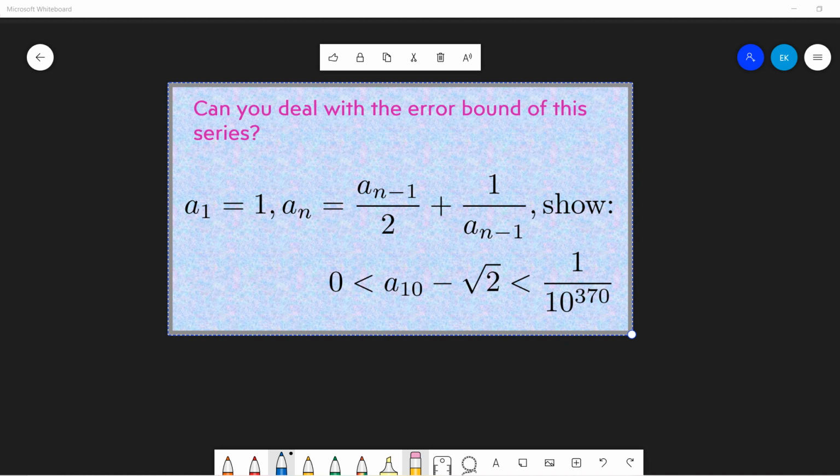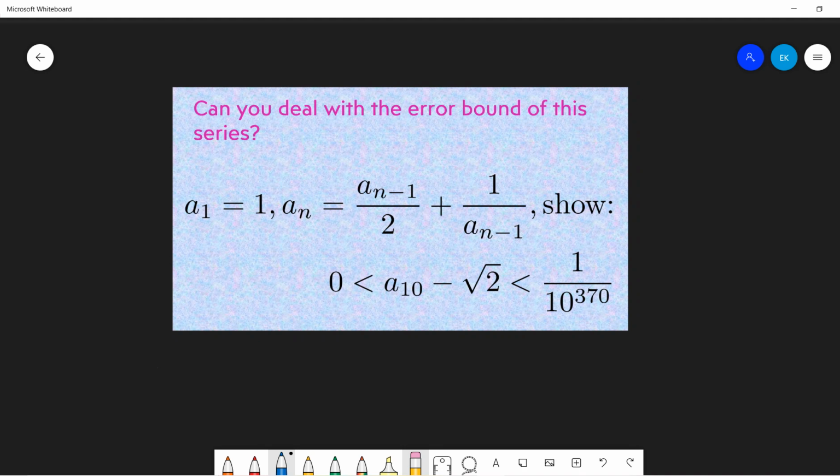This is a very interesting question because we are trying to deal with the bound. If you have learned enough mathematics, then you know that if you assume a_n converges, then you can easily solve this equation and get that a should become square root of 2. But the problem is how close a_n is to square root of 2. So this is a good exercise.